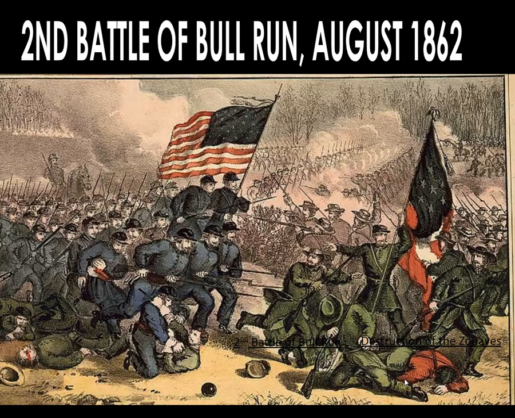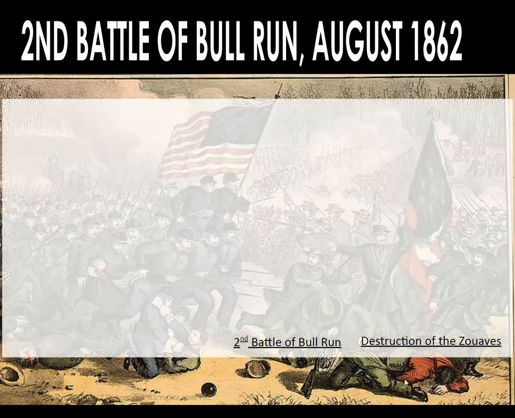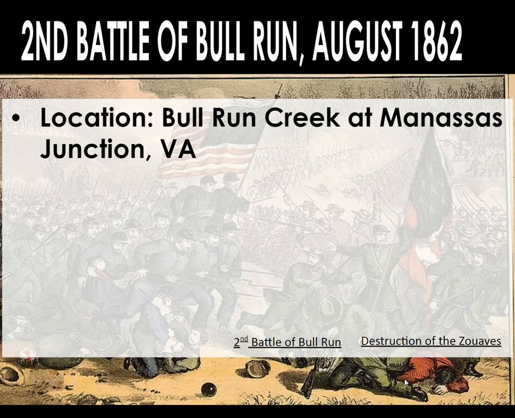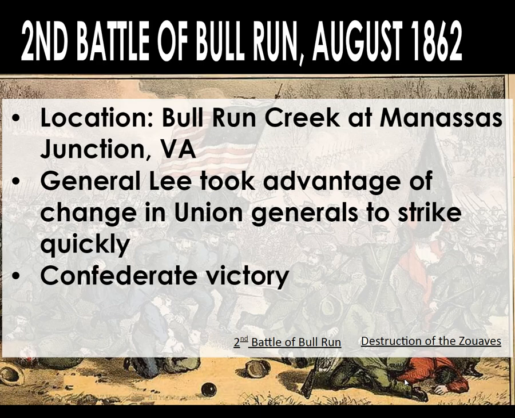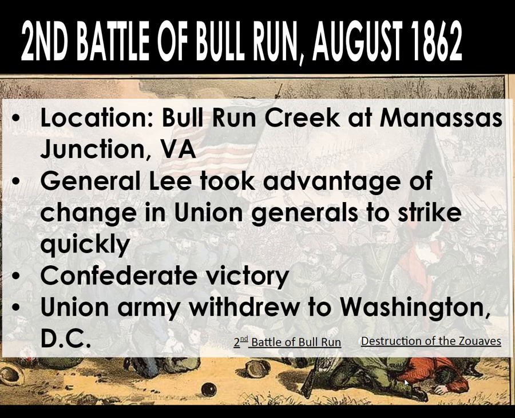Now, the last battle we'll look at today is the Second Battle of Bull Run. The location again, Bull Run Creek at Manassas. General Lee took advantage of the change in Union generals to strike very quickly. This is another Confederate victory, and the Union Army is going to withdraw from Washington, D.C.